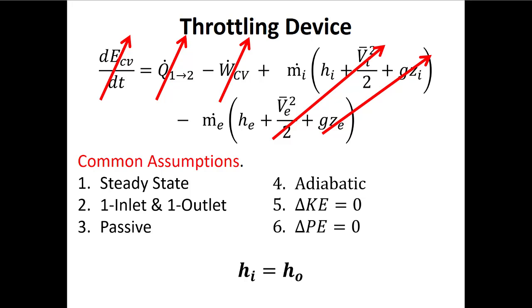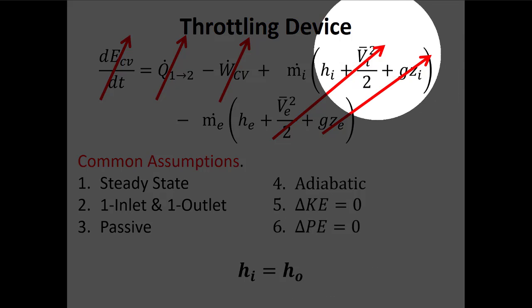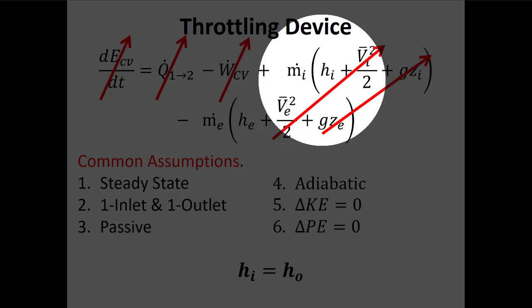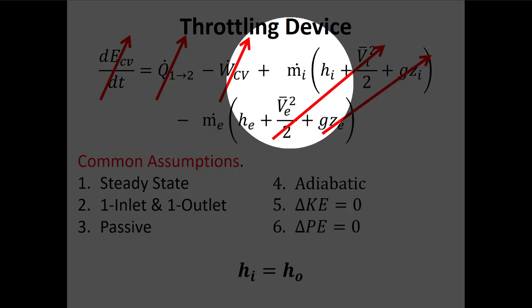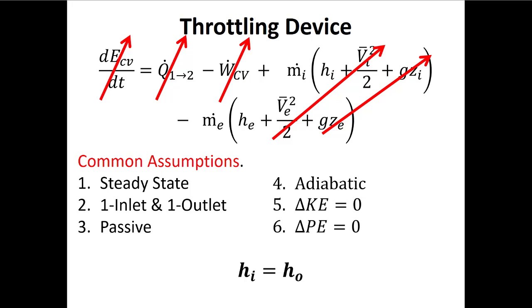So now we get m dot h in minus m dot h out is equal to 0. But if there's only one inlet and one outlet, what conservation of mass is going to tell us is that the mass flow rates are the same. So we divide both sides by the mass flow rate, and we find that the enthalpy in is equal to the enthalpy out. So we change pressure, but we don't change the enthalpy of the fluid.